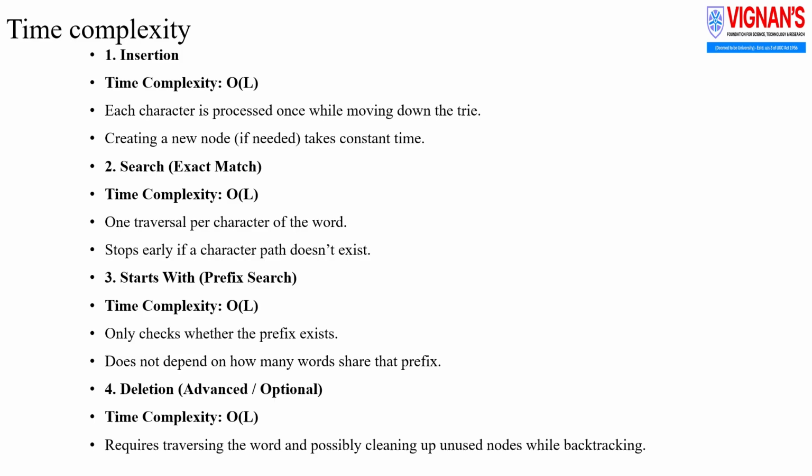It only checks whether the prefix exists in the trie and does not depend on how many words share that prefix. For deletion, the time complexity is O(L). The word is traversed character by character, and unused nodes may be removed while backtracking. Overall, all major trie operations depend only on the length of the word, not on the number of stored words.